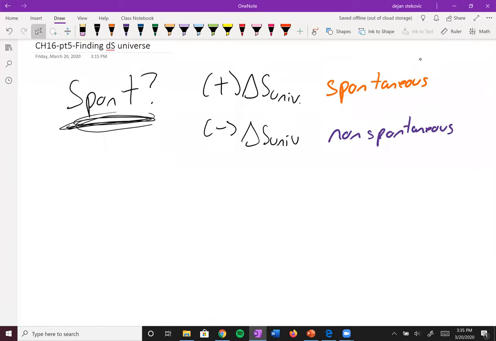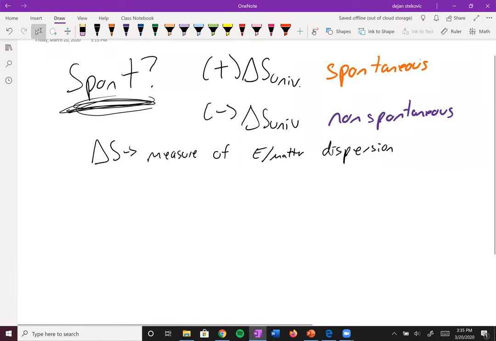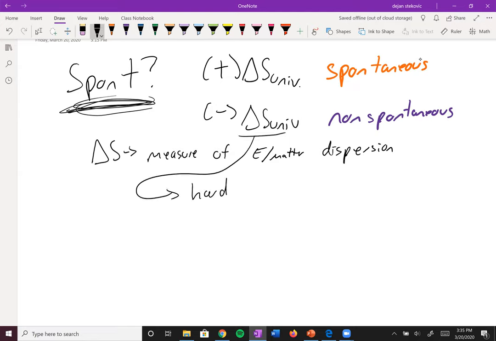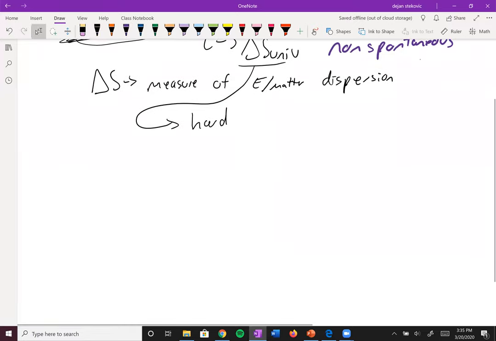So remember again that delta S is a measure of how dispersed energy and matter is, how random it is. It's the measure of energy/matter dispersion. Cool. All right, so naturally then we want to know how to find the delta S of the universe, right? It turns out that's actually kind of hard to do. Think about measuring all the entropy of the universe. That's pretty difficult. However, we can get close, right?